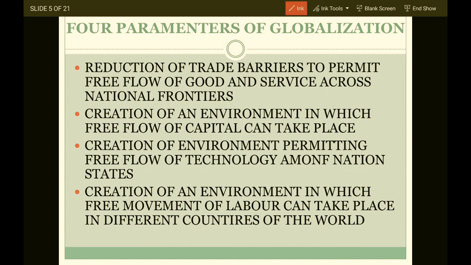There were more chances of FDI, foreign direct investment. There were chances of competition, more utilization of resources, more job opportunities, and a variety of products to the customer or the consumer at a very nominal price.